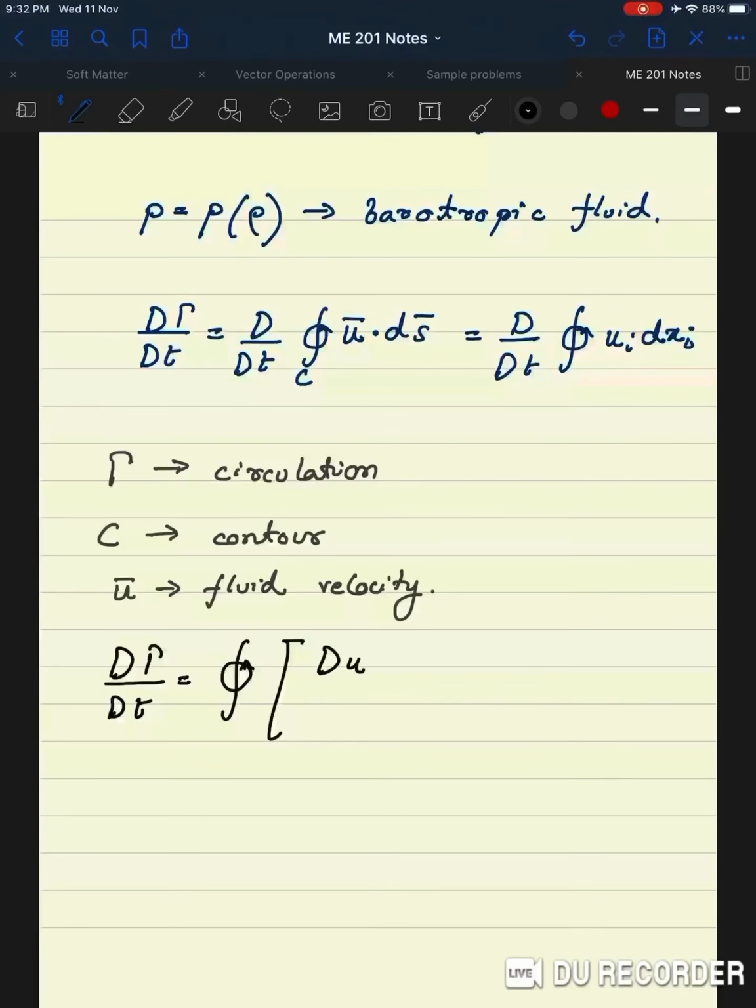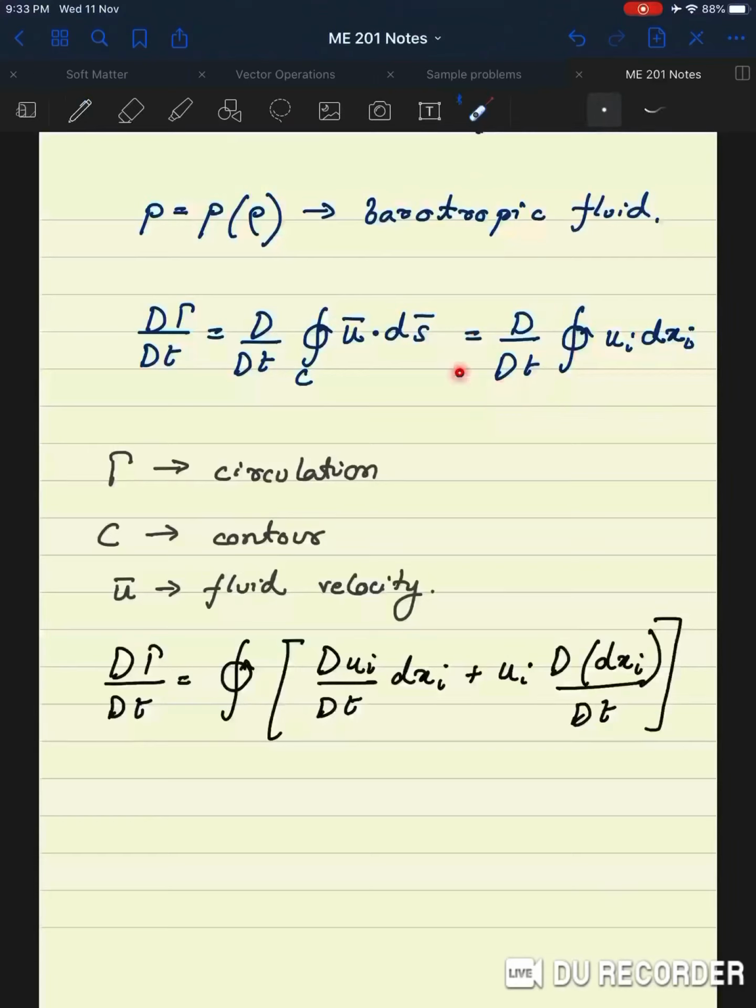So I have du_i/dt dx_i plus u_i d/dt of dx_i, and this is simply the result of taking this thing inside. Then I just applied the chain rule, nothing else. Okay, so let's see how to evaluate this. Now this is a complicated equation. What is this term? This is a little bit of a funny looking term. How do we deal with this?